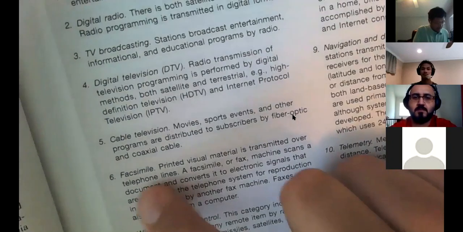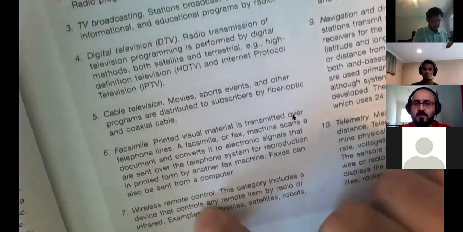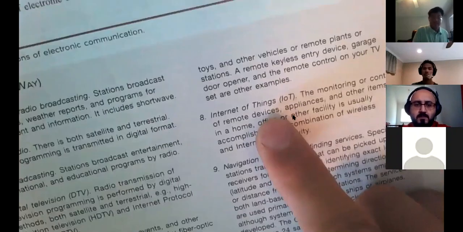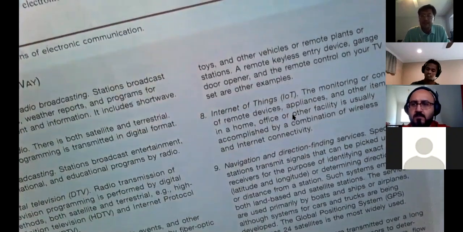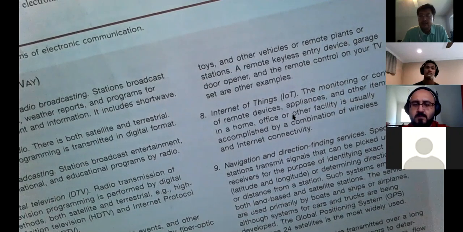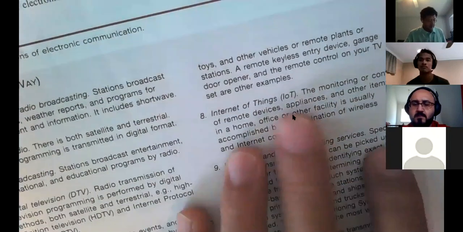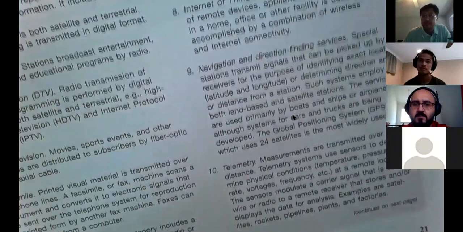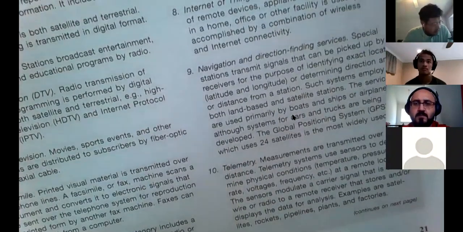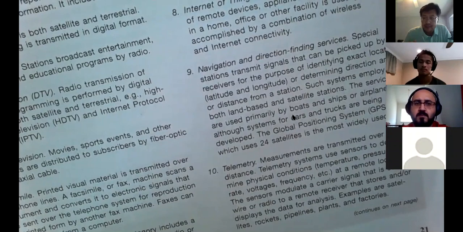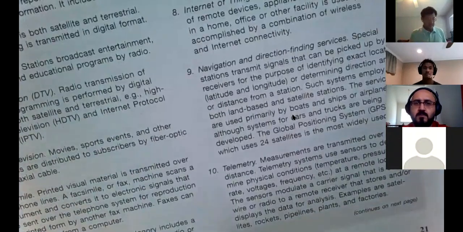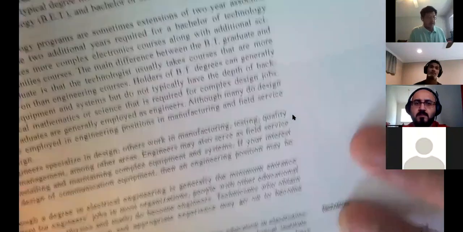Then you have fax, wireless remote, Internet of Things. Internet of Things is basically a small, inexpensive computer that controls some devices, so your house can be controlled online. Navigation, GPS. GPS is a perfect example of one-way communication. Your GPS unit is only receiving the GPS signals from the satellite, and you're receiving them on your receiver.